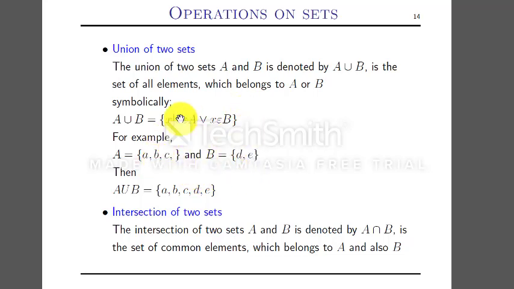These two sets are disjoint sets. There is nothing common. So we can write all the elements of A, all the elements of B, and combine the elements of the two sets, and this is A union B.